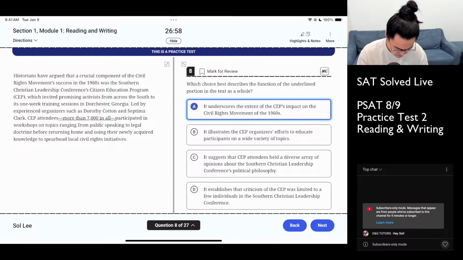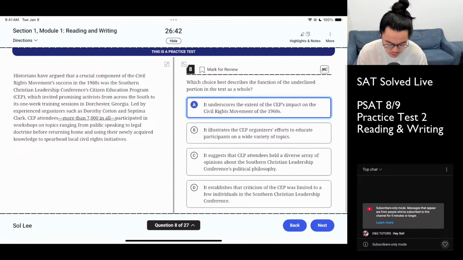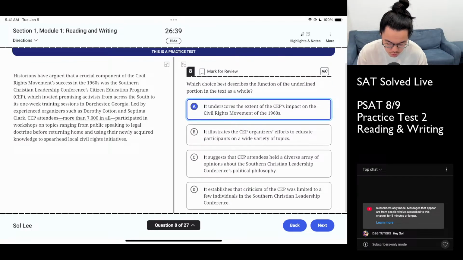Sure. I'm going to double check, though. A seems totally correct. I'm double checking B, C, and D now. It illustrates the CP organizers. Nope. Opinions. Nope. Looking at D now. No criticism. We're moving on.